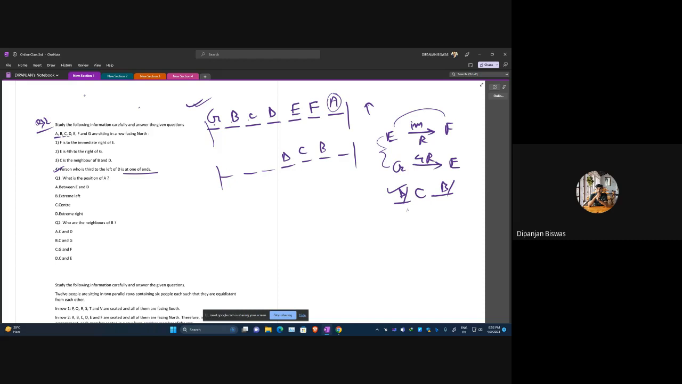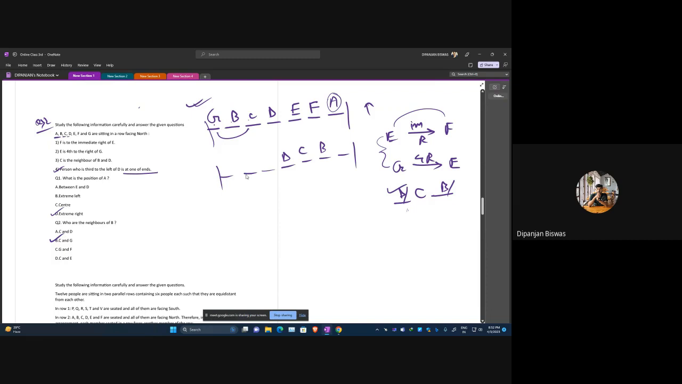So moving to the question. What is the position of A? Okay. As you can see already, A is to the extreme right end. Okay. So extreme right end is the right answer. Moving to question number 2. Who are the neighbors of B? Neighbors of B are G and C. So C and G are the right answer. Okay. I hope linear seating arrangement was clear to everyone.